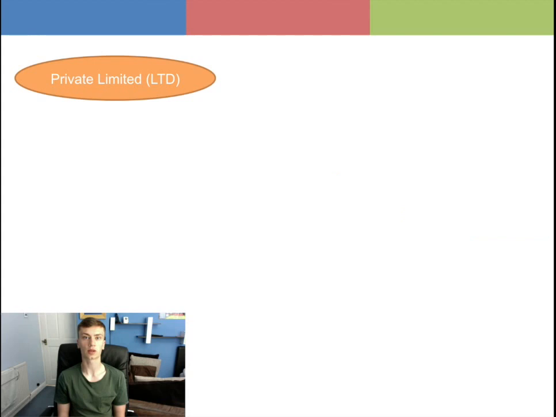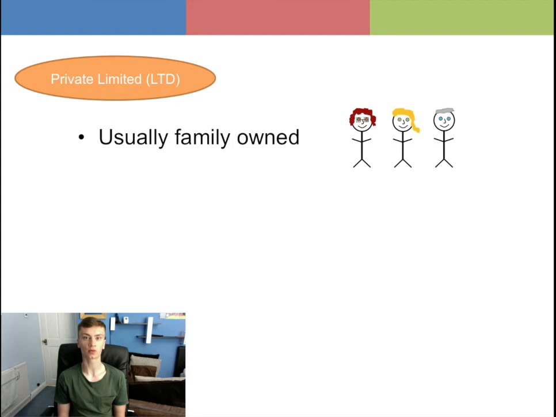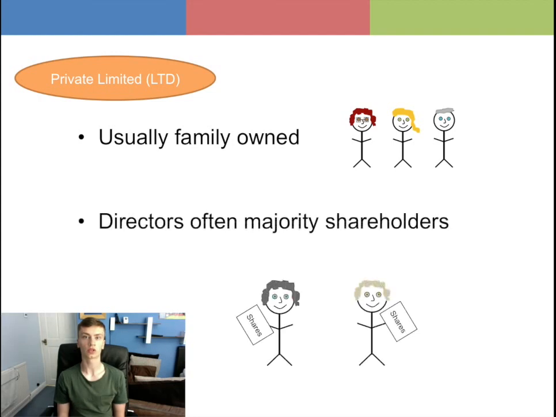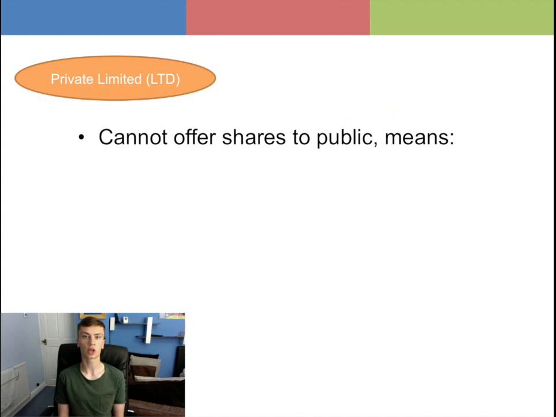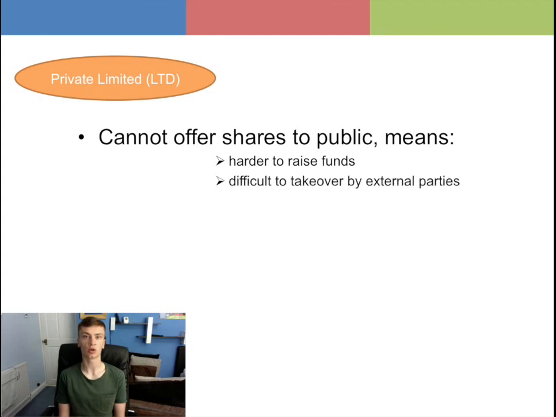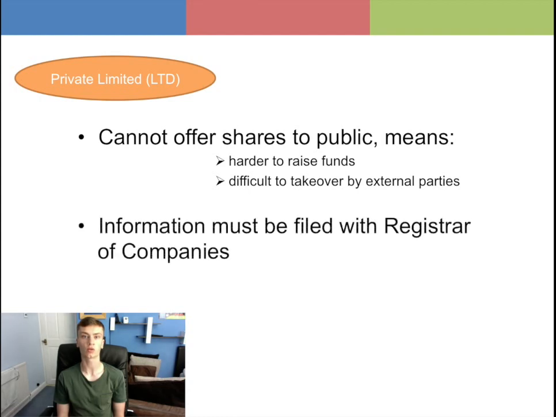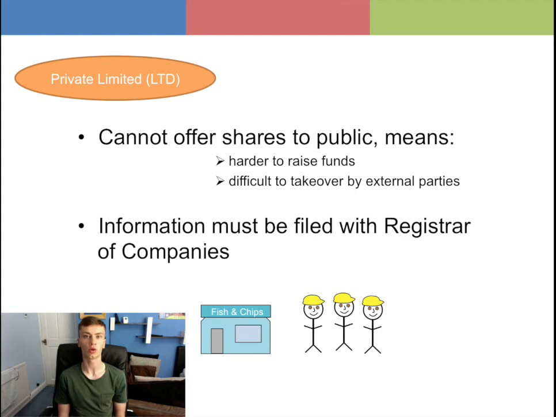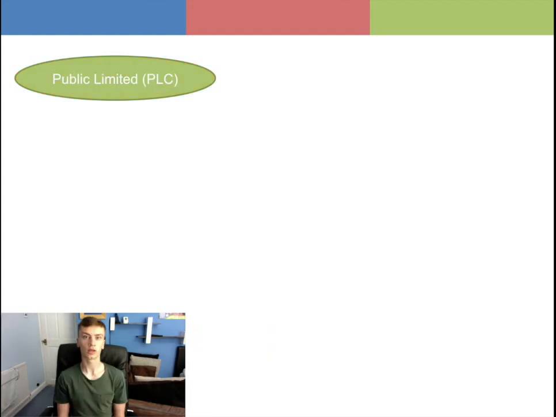The next type is a private limited company, or LTD. These businesses are usually family owned, and the directors are often majority shareholders. They cannot offer shares to the public, making it harder to raise money, and it is more difficult to take over as an external party or investor. Also, the financial information must be filed with the Registrar of Companies. Private limited companies include a chain of fish and chip shops, a group of local building contractors, or a group of grocery stores.